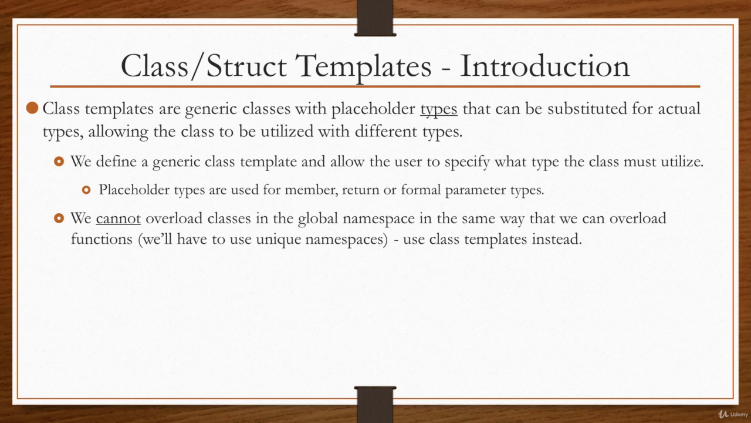Remember that we cannot overload classes in the same way that we can overload functions. But if you have two classes with the same name, or in other words the same identifier in the same scope, or in the same namespace, you are not going to overload that class. You are simply going to get a conflict. So again, you want to avoid that.